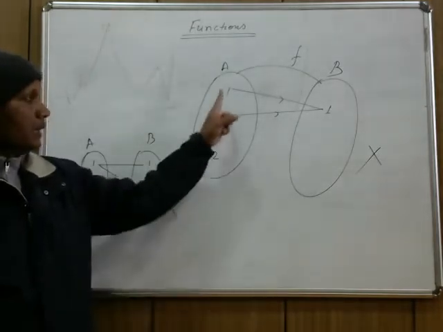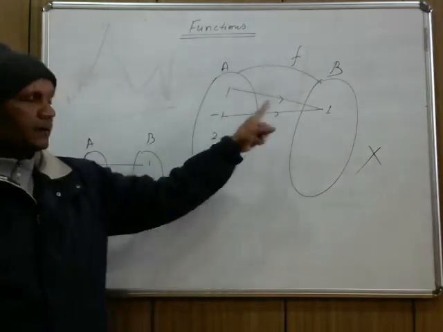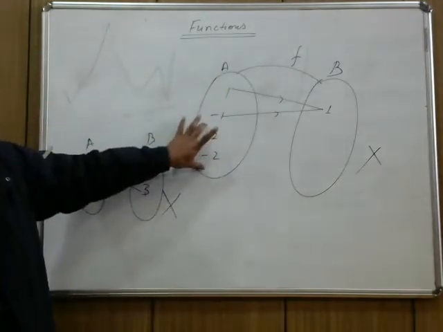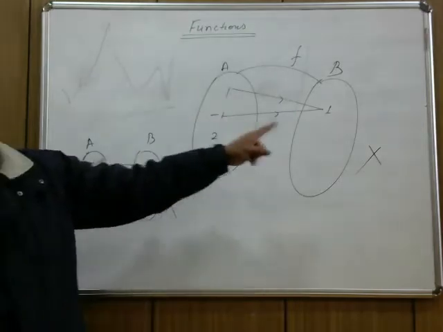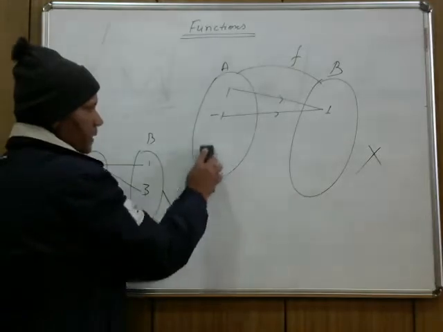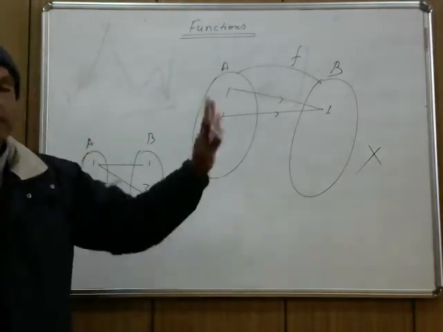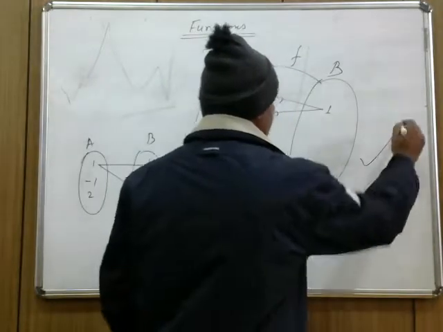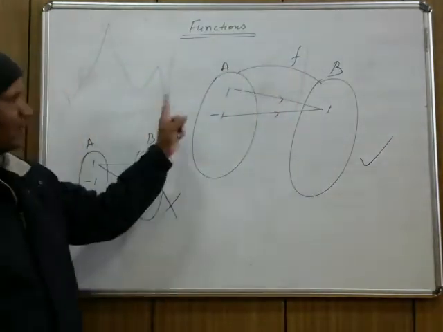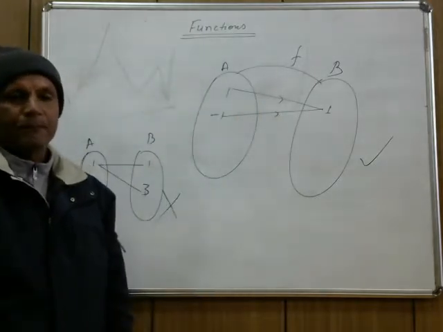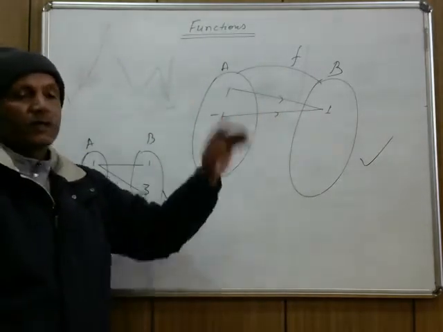See, 1 and minus 1 have the image 1, but there are two elements in set A having no image in the set B. That's why it is not a function. But if I remove this, then it will become a function. Now it is a function, because f of 1 is 1 and f of minus 1 is 1. This is a function, but this is a many-one function.